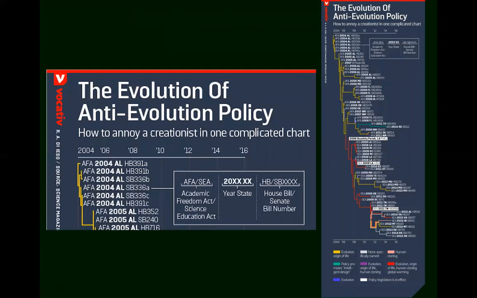And the problem with these bills was they were pretty vague, right? And so they've never been challenged in court, but they would just call evolution controversial, basically.